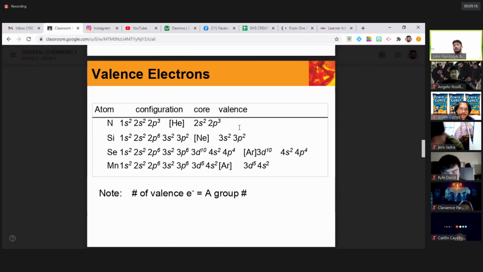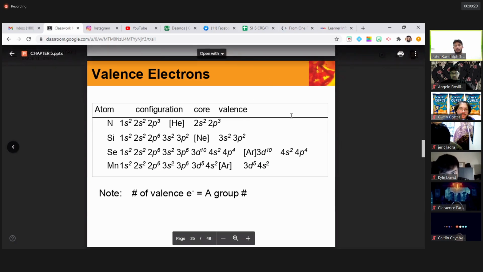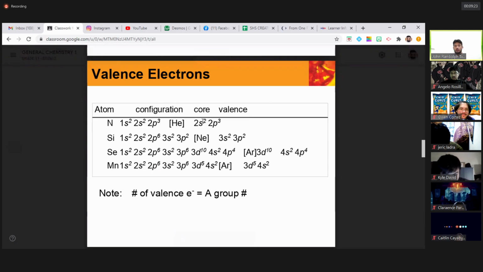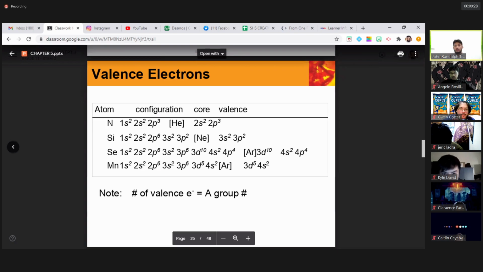Valence electrons are always less than 8, diba? Kasi pag 8, complete na yan, following the octet rule. So if you check here, valence electrons are 2s2, 2p3, a total of 5. Dito, 2 plus 3, that is 5. 7 is not the valence electron count for nitrogen. That's the atomic number. So the valence electron for nitrogen is 5. Look here, 2s2, 2p3, 2 plus 3, that's 5. So always less than 8.